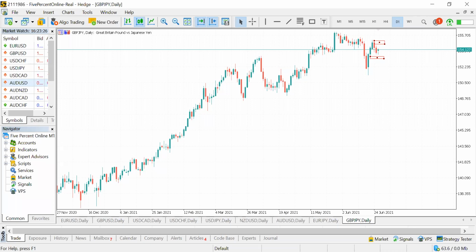Lucian, dollar yen, yeah, that's what I spoke about. We kind of reacted to the supply, but it failed to continue lower. So I wouldn't be surprised if we see a continuation higher on the dollar yen.